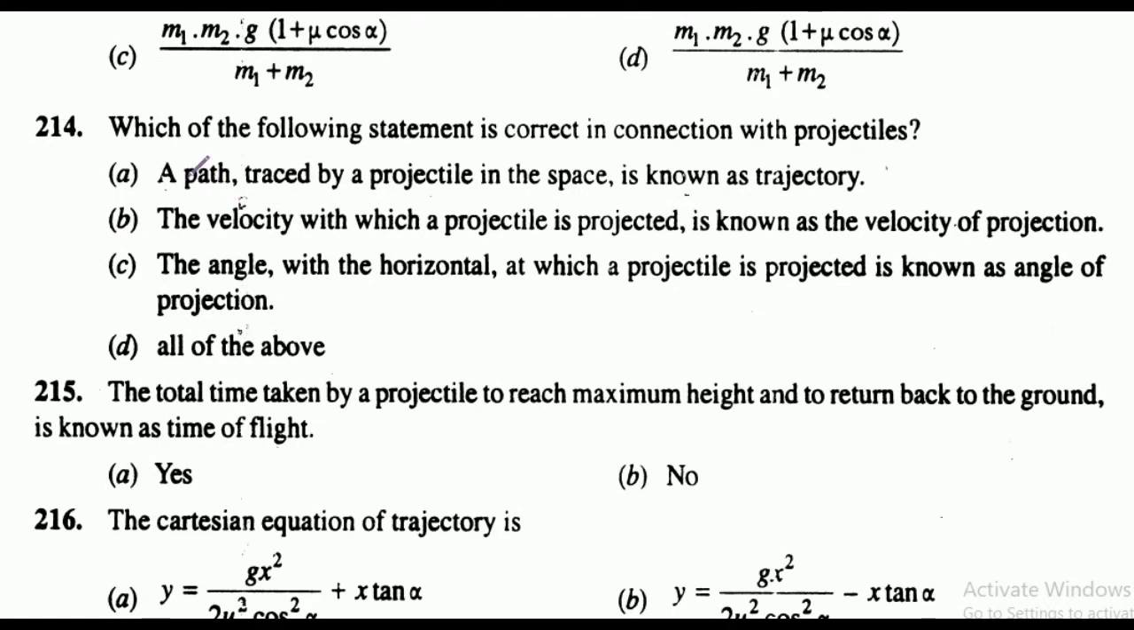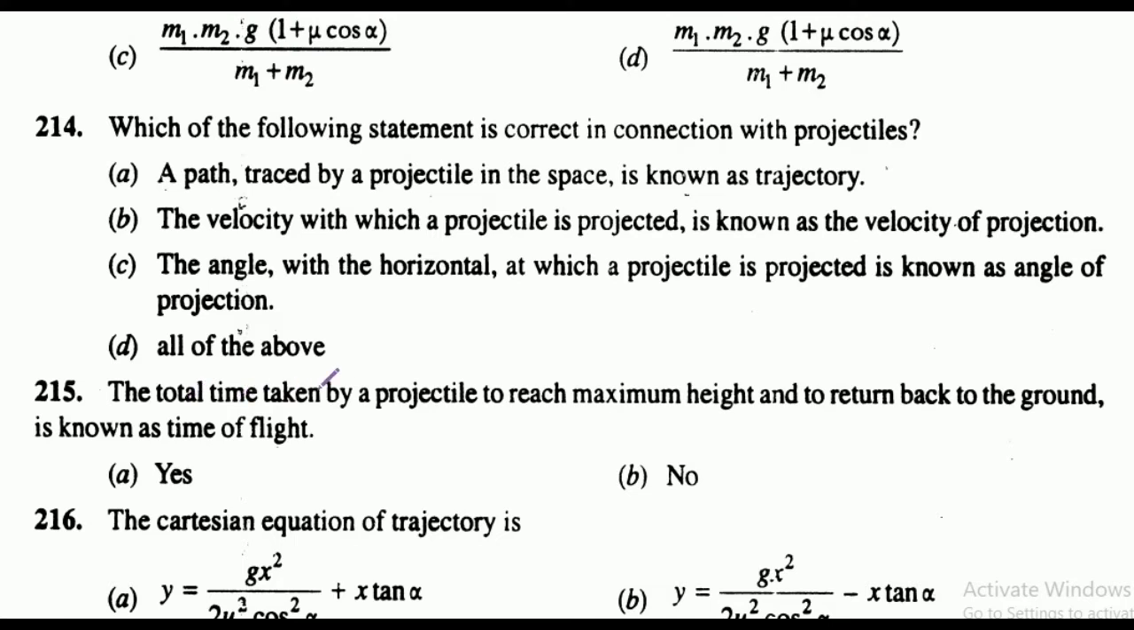Next is, which of the following statements is correct in connection with projectiles? So here options are: option A, the path traced by a projectile in space is known as trajectory. Next option, the velocity with which a projectile is projected is known as the velocity of projection. Next option, the angle with the horizontal at which the projectile is projected is known as the angle of projection. Option D is all of the above.